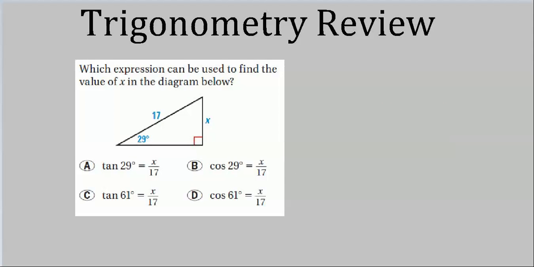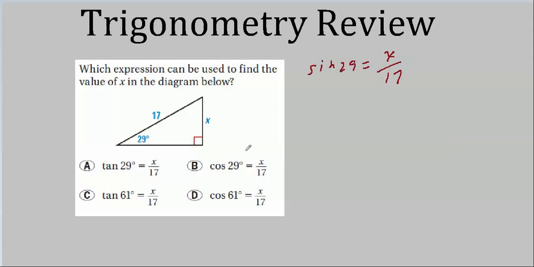Here we'd like to know which expression can be used to find the value of x. That's the opposite side. Well, the sine of 29 degrees would equal opposite over hypotenuse. That's x over 17. That's what we have here, but we have cosine here. In fact, there's not a sine anywhere in this mess.